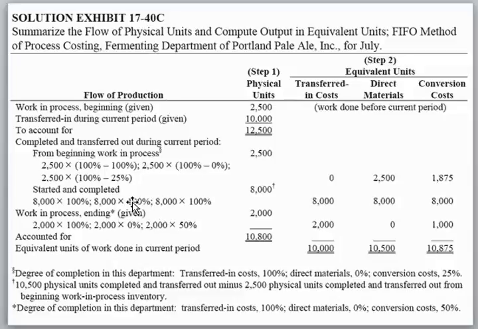Started and completed, 8,000 will be 100% for all transferred in cost, direct material and conversion. Work in process ending, 2,000, 100% transferred in cost, but 0% for the direct material and 50% for the conversion cost. So the total equivalent units of work done in current period will be 10,000 transferred in cost and 10,500 units for the direct material and 10,875 units for the conversion cost.